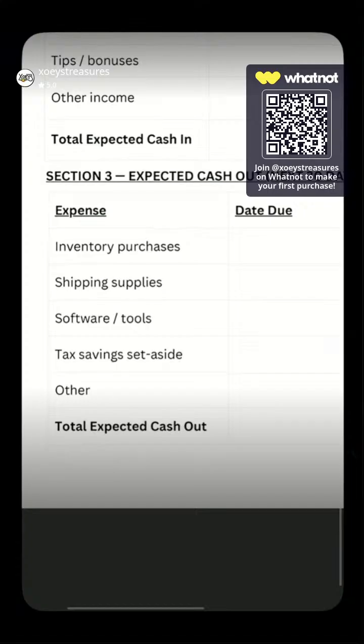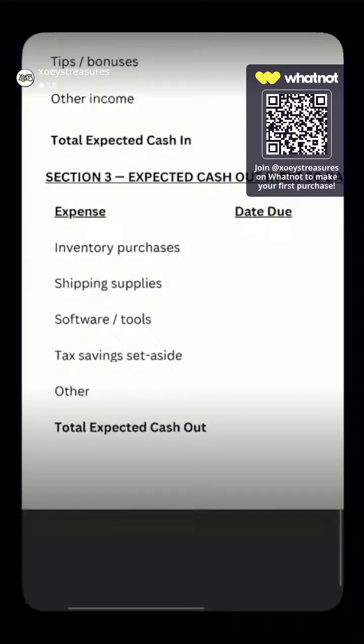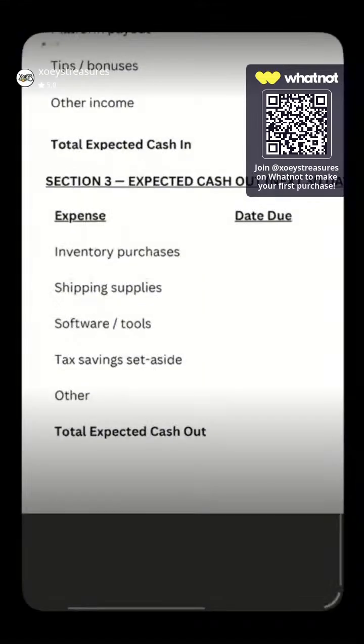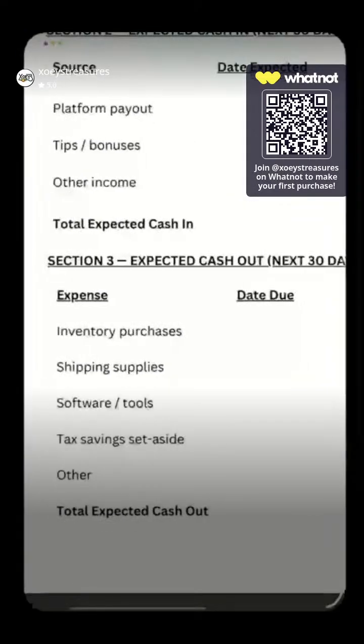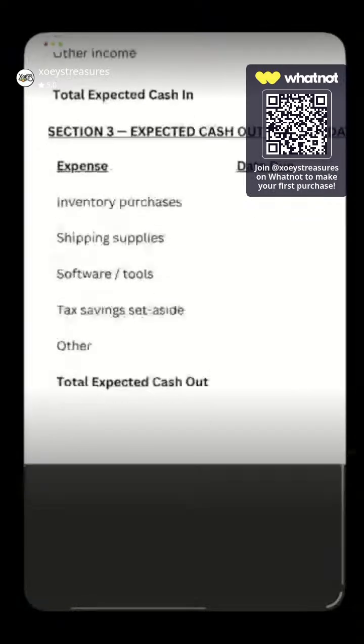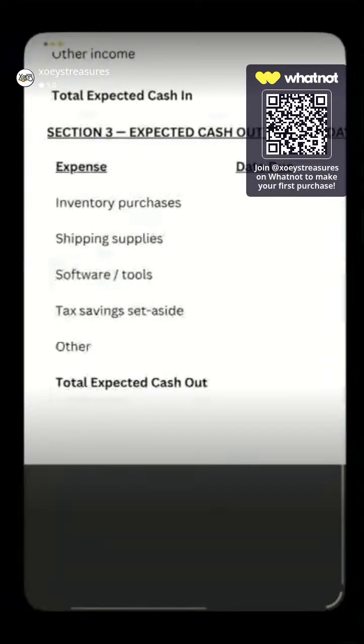Software and tools. When are all those subscriptions coming out? And then are you setting aside tax money? When are you doing that? Do you do it every show? Do you do it at the end of the month? And then we just left room for any other expenses. And I may not have captured here the big ones, the popular ones. So then you're going to add that all up and you're going to get your expected cash outflow.